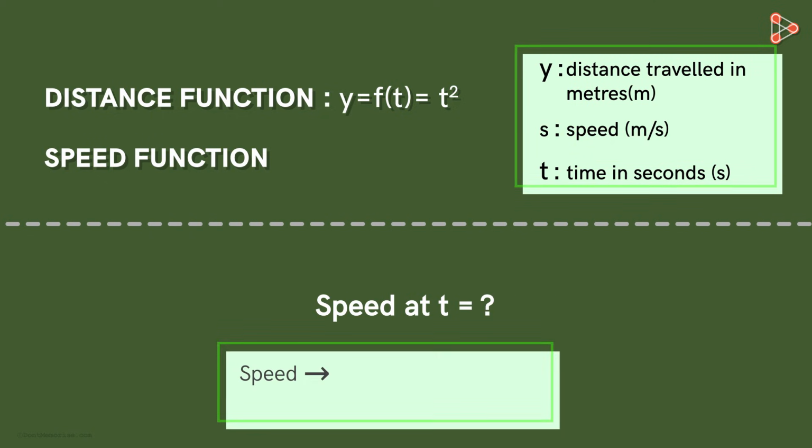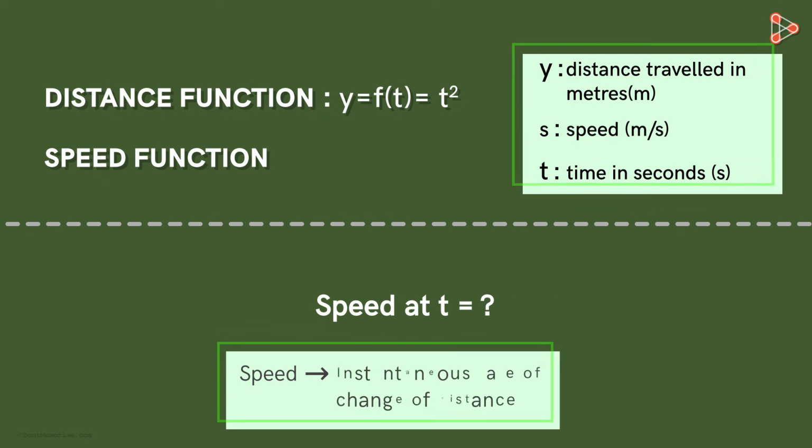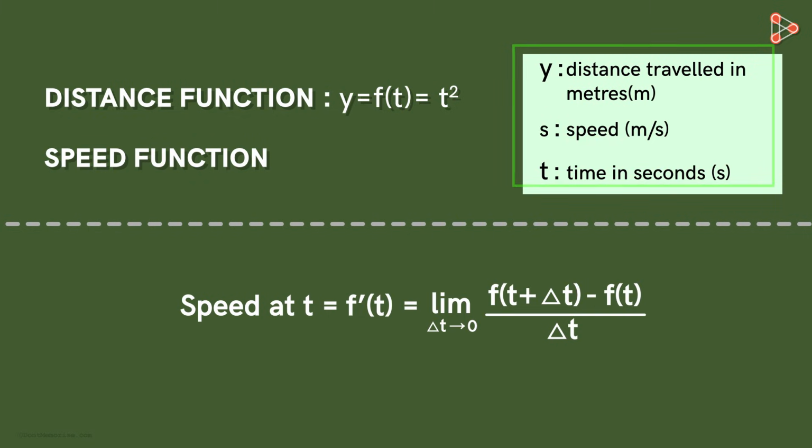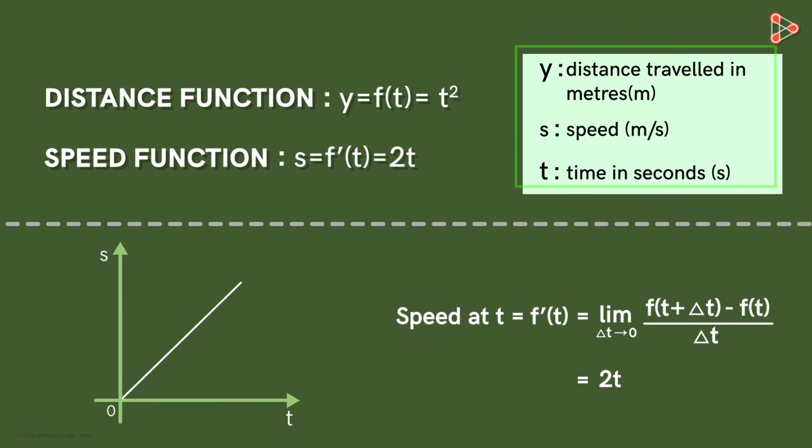We know that the speed at an instant t is the instantaneous rate of change of the distance traveled. So it will be equal to the derivative of the distance function at the instant t. And we have seen earlier that the derivative of this function is equal to 2 times t. So this function will give us the speed of the car at time t. Its graph will look like this.